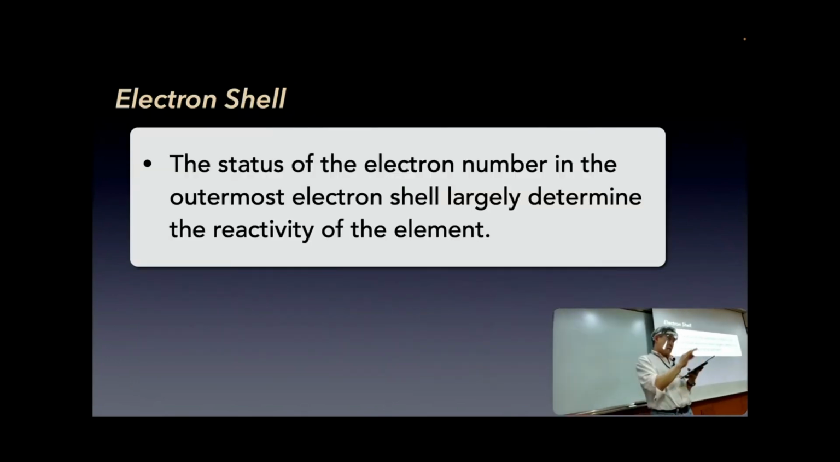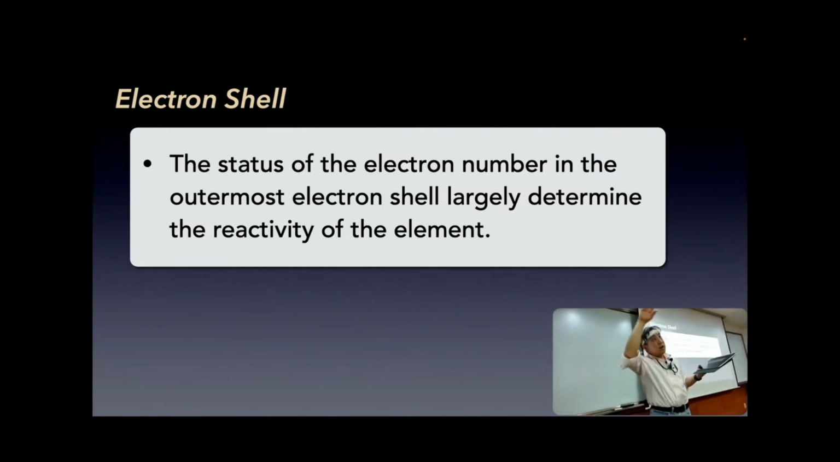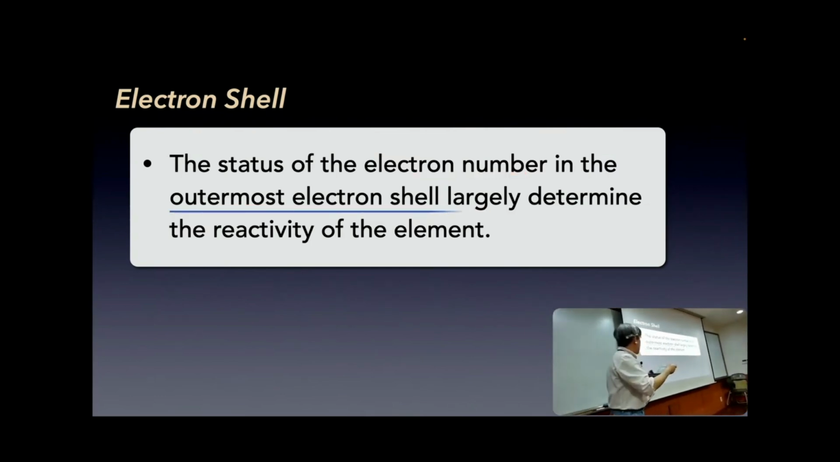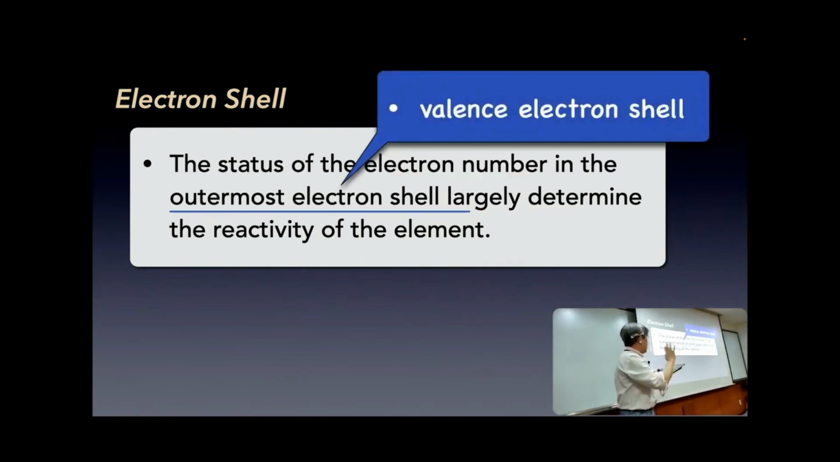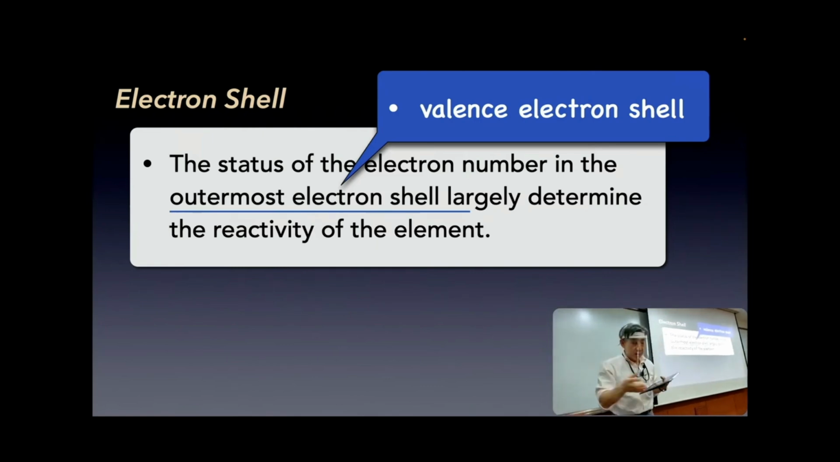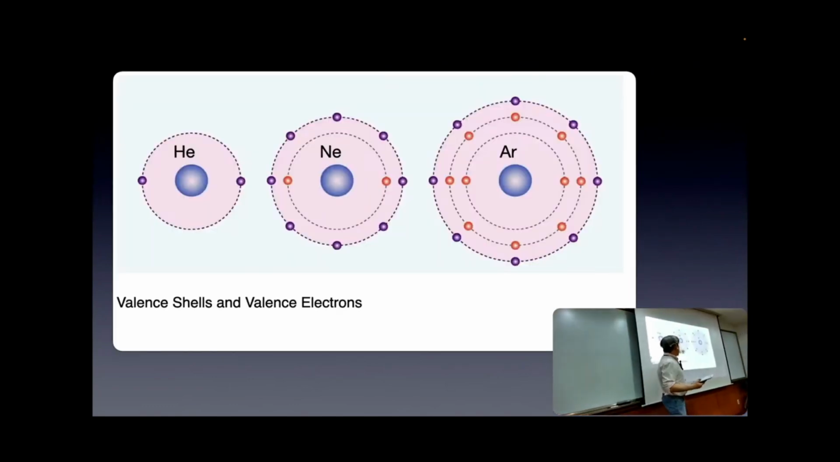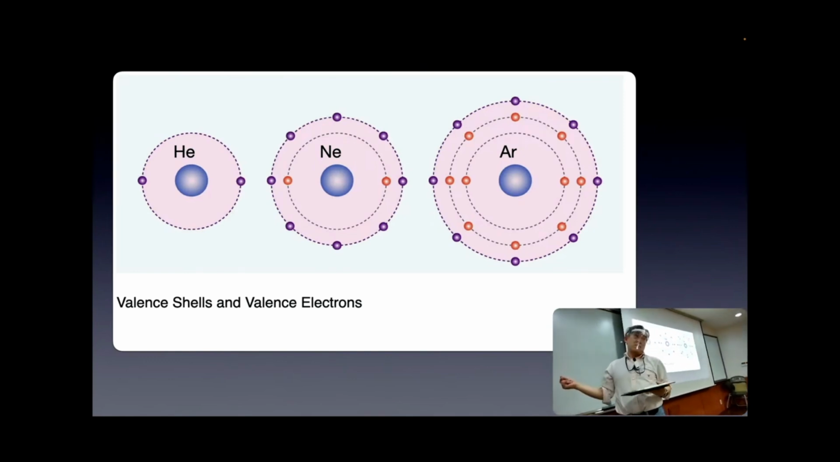So, for that matter, how many electrons are there at the very outside of a given atom is something very important. The outermost electron shell is called the valence electron shell. What is the electron shell? This is the electron shell. There are different energy levels that electrons can orbit in.